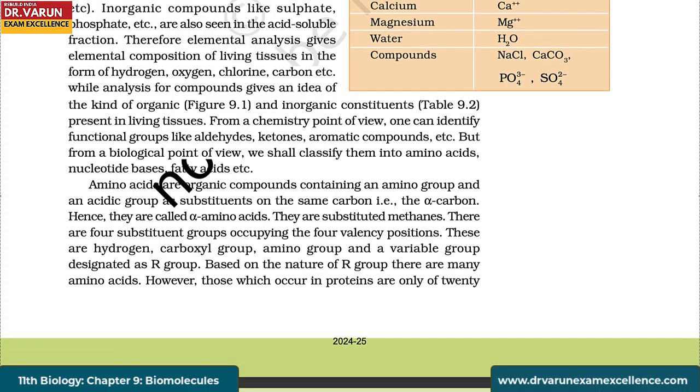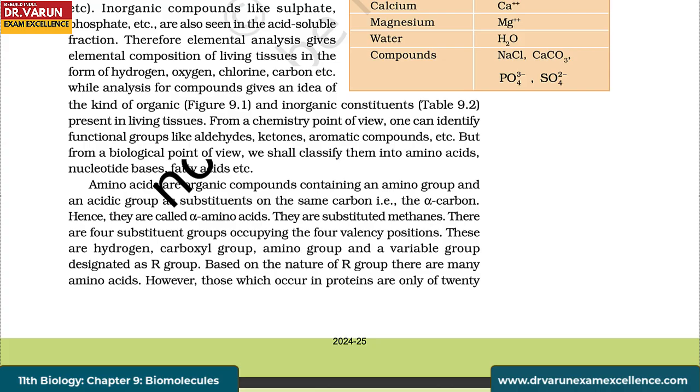Amino acids are organic compounds containing an amino group and an acidic group as substituents on the same carbon, that is the alpha carbon. Hence, they are called alpha amino acids. They are substituted methanes. There are four substituent groups occupying the four valency positions. These are hydrogen, carboxyl group, amino group, and a variable group designated as R group.